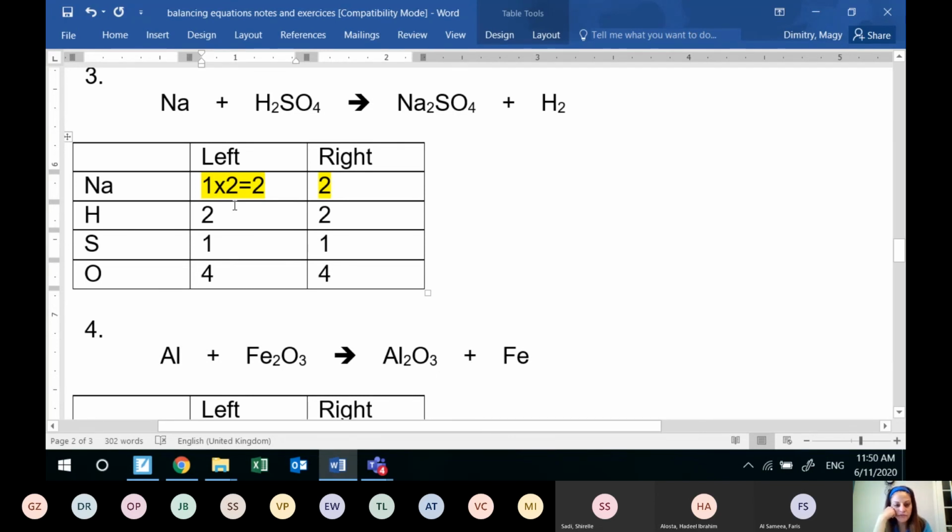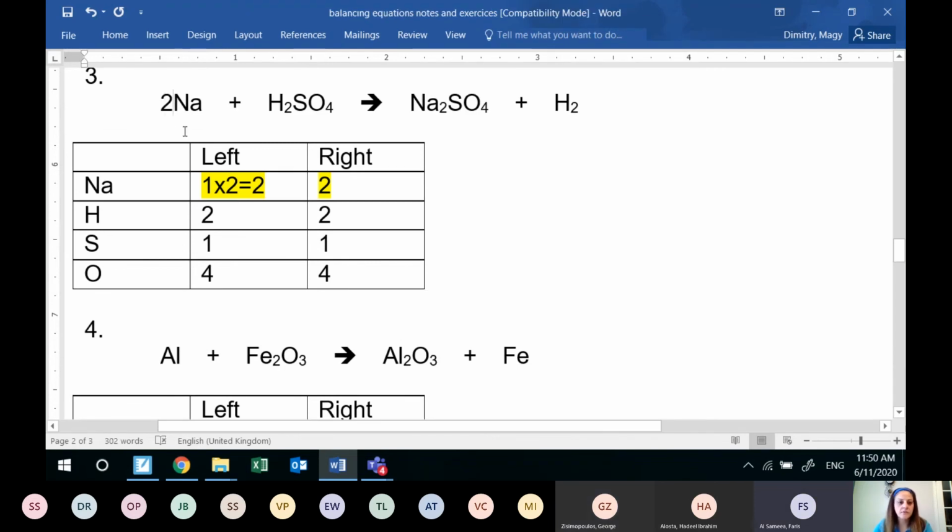So where do I write that? In my equation. Where does the coefficient go? You put 2 in front of Na. Yes, in front of Na. There's already a 2 though, miss. Over here on the left. Oh, no, I thought we were focusing on the right. No, the right already has 2. The problem was the left.